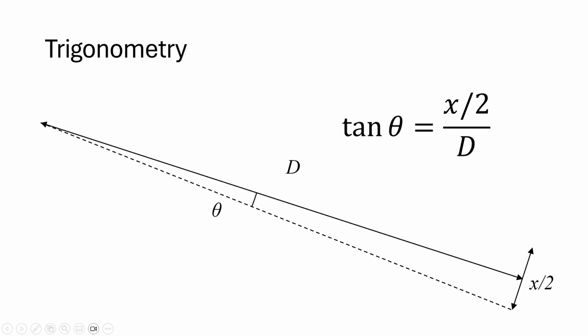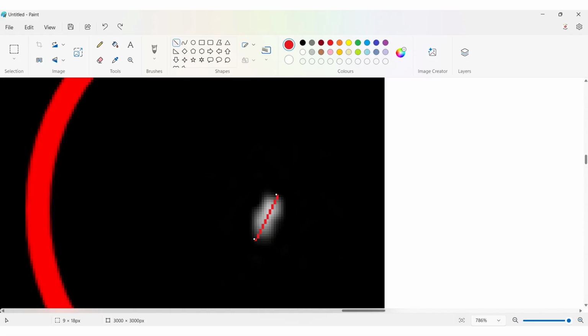So that's what I'm going to do. How am I going to measure x and d? Well, I need a piece of software that allows me to count pixels. And I don't have any fancy software. So I used Microsoft Paint. That's right, I used Microsoft Paint. There's nothing wrong with using Microsoft Paint.